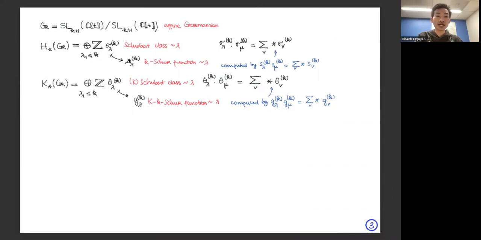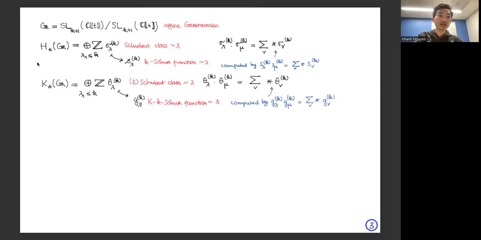To do this, I have to associate sigma lambda to a symmetric function. In this case, I denote it by s lambda k, and we call this the k-Schur function associated to lambda. Now, from the theory of symmetric functions, if we can compute the Littlewood-Richardson rule for two k-Schur functions, we know the branching rule for the product of two Schur classes.